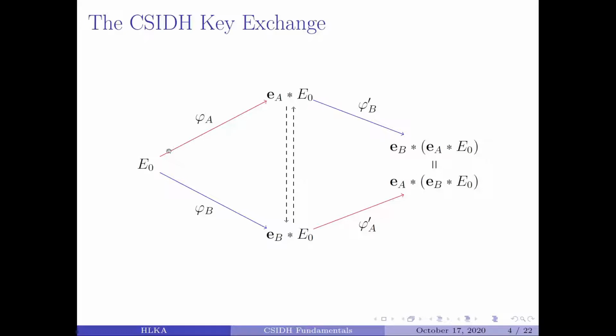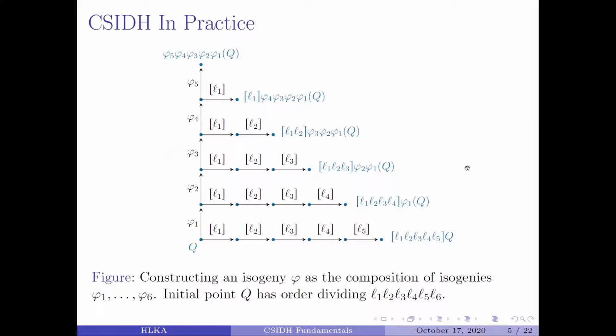So let's take a look at how one of these group actions is actually computed. Here I have kind of a toy example. I've set n equal to 6 here, so that we're only working with the primes l1 through l6. We start here on the lower left with this point Q, which is just some random point on an elliptic curve, such that the order of this point is some divisor of the product l1 through l6.